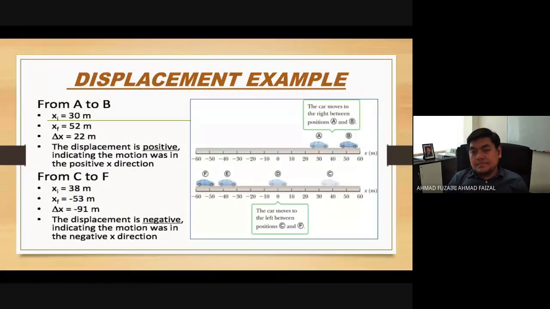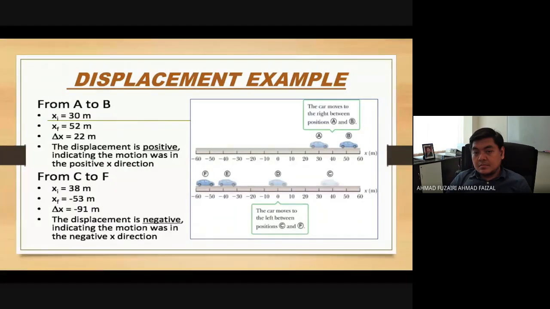This is an example of displacement. We have two situations given. The first situation is from point A to point B. For example, if the car moves to the right from position A at 30 meter and stops at position B, which is 52 meter, the displacement of the car, delta x, becomes positive 22 meter. We say that the displacement is positive, and this indicates the motion was in the positive x direction.